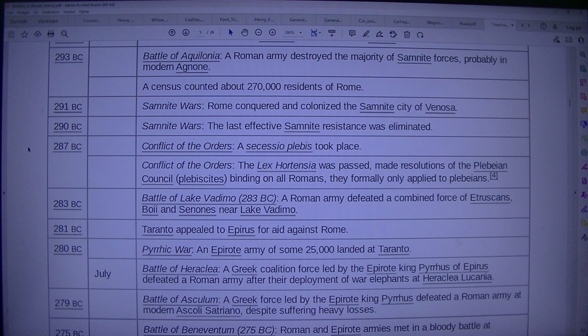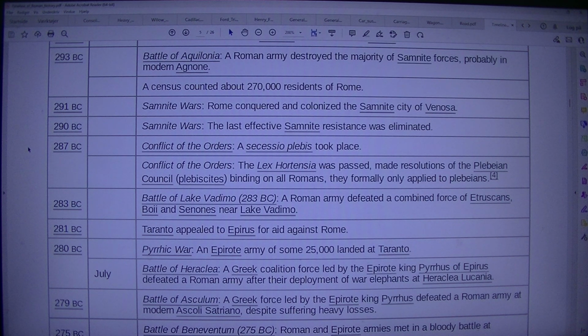287 BC. Conflict of the Orders. A secessio plebis took place. Conflict of the Orders. The Lex Hortensia was passed, making resolutions of the plebeian council, plebiscites, binding on all Romans. They had formerly only applied to plebeians.